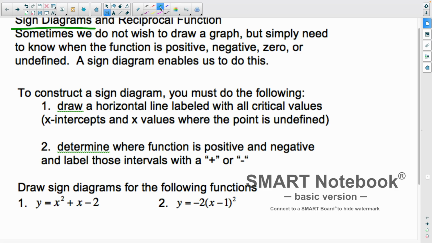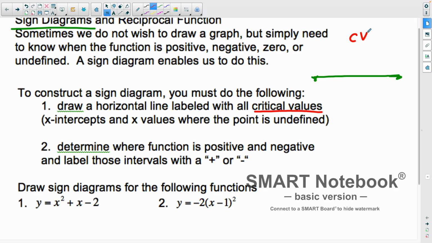When we draw a sign diagram, all it's going to be is a number line, essentially. The horizontal line there. And then here's the big part in your notes. This is what you need to know. We're going to find critical values. Sometimes we'll call those CVs. There are two types of critical values.